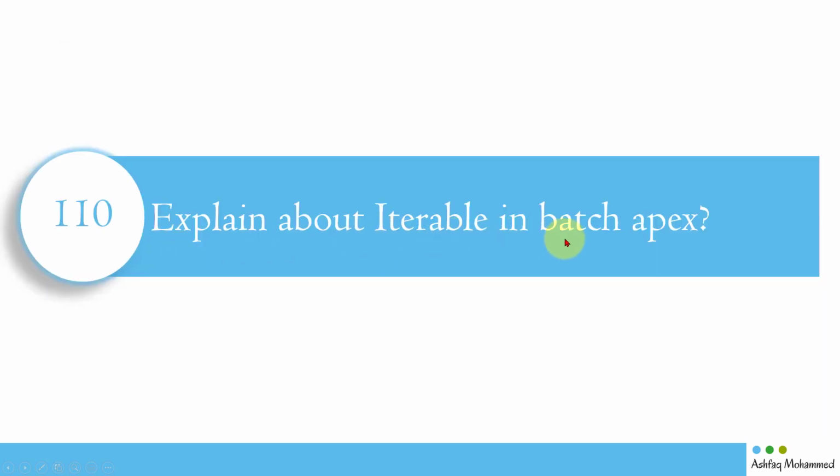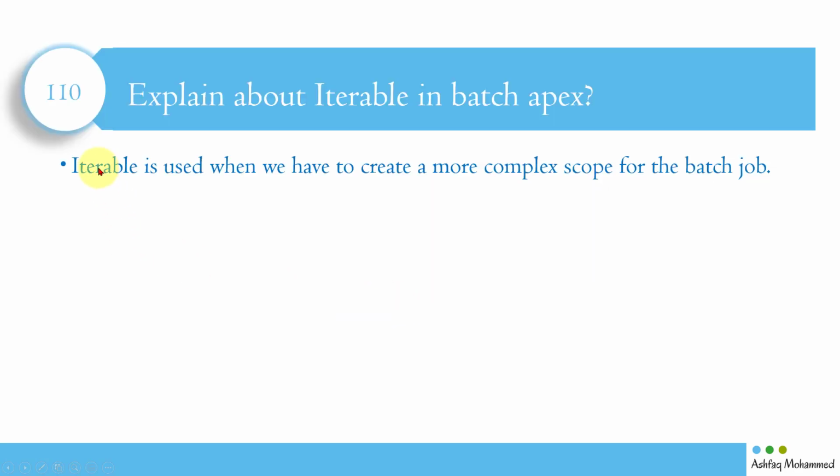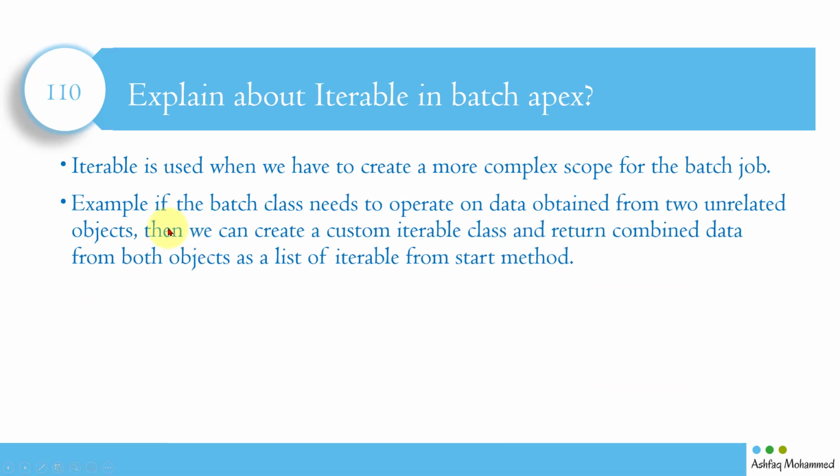Explain the Iterable in batch Apex. This is the other version. Iterable is used when we have to create a more complex scope for the batch job. What is the more complex scope? Let's see here.